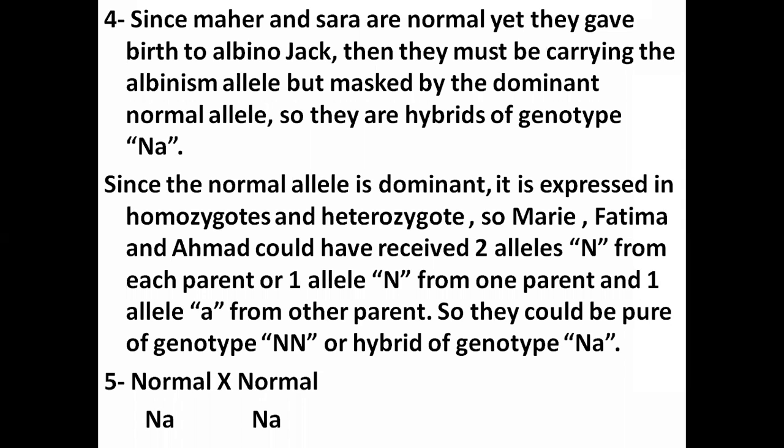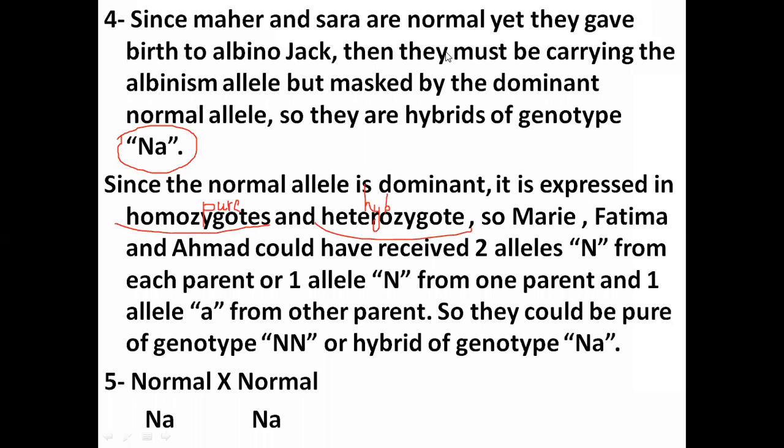Thank you, Nada. So Maher and Sarah are normal, but they gave birth to an albino, Jack. Then they must be carrying the albinism allele, but it is recessive and masked by the dominant allele of the normal. So they are hybrid, heterozygous, of genotype N a. Part 4, the last one, we talk about Fatima, Marie, and Ahmad. Since the normal is dominant, it can be expressed in both the homozygote, so it is pure, or the heterozygote, which is the hybrid. So it can be expressed in both.